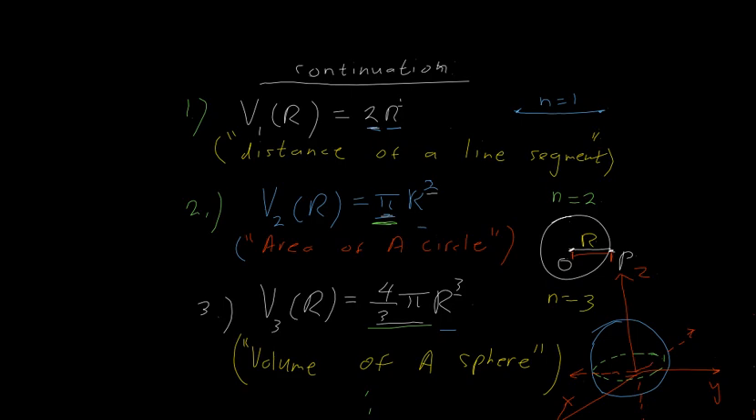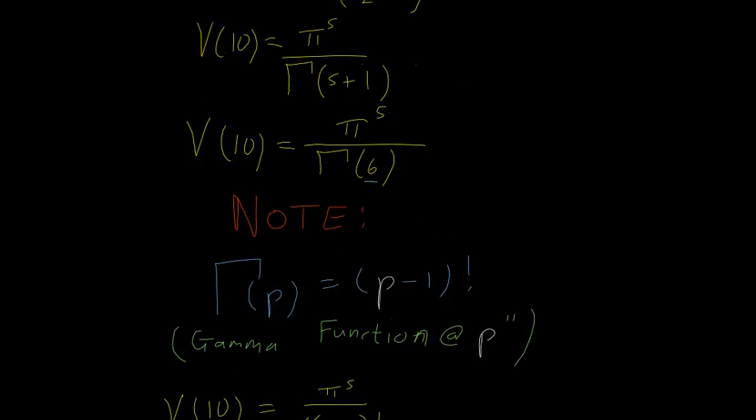So gamma of p is equal to p minus 1 all factorial, where p is the number inside of the gamma function. You should know factorials. So having your p being 6, V of 10 would have been pi to the fifth all divided by 6 minus 1 all factorial, and this becomes pi to the fifth over 5 factorial. So we got that. This should be so far straightforward.